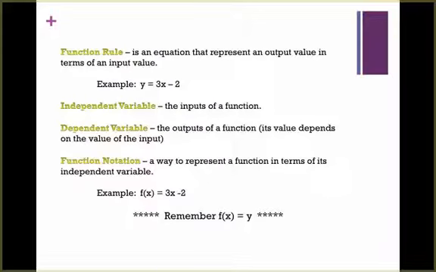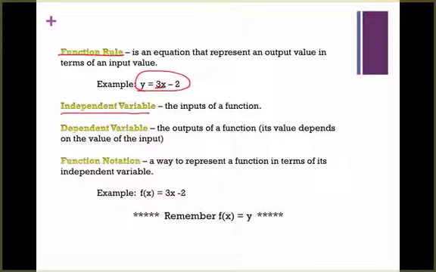Now again, some more terminology that we're going to discuss in this chapter. Let's look at the term function rule. A function rule is an equation that represents an output value in terms of an input value. So this would be an example of a function rule. Y equals 3x minus 2. Y is my output value, and it's based upon my x value.